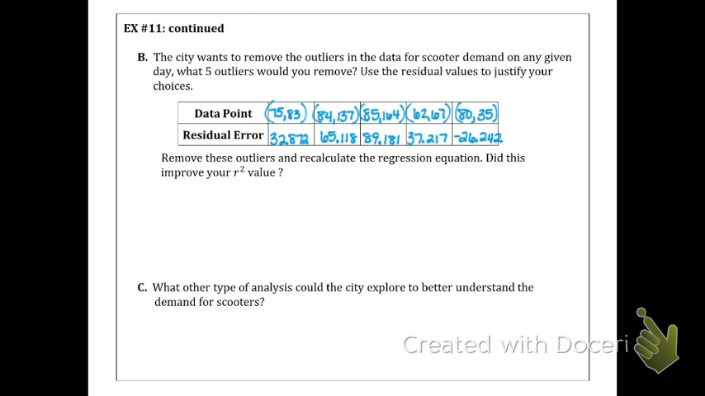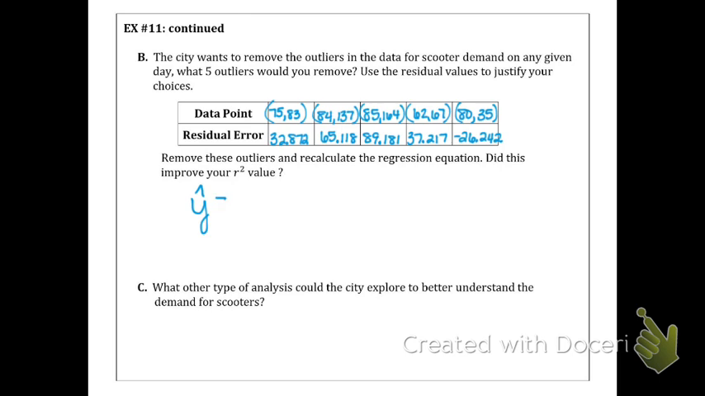Then it tells us to remove these outliers and recalculate the regression equation. Did this improve our r-squared value? So go in there and delete those points. So in L1, delete 75 and go straight over to L2 and delete the 83. Literally get on those numbers, find that ordered pair, and delete it. Then 84 and 137, 85 and 164, and then the other 2 points as well. Then we're going to run our regression again. So let's go ahead and run our exponential regression.